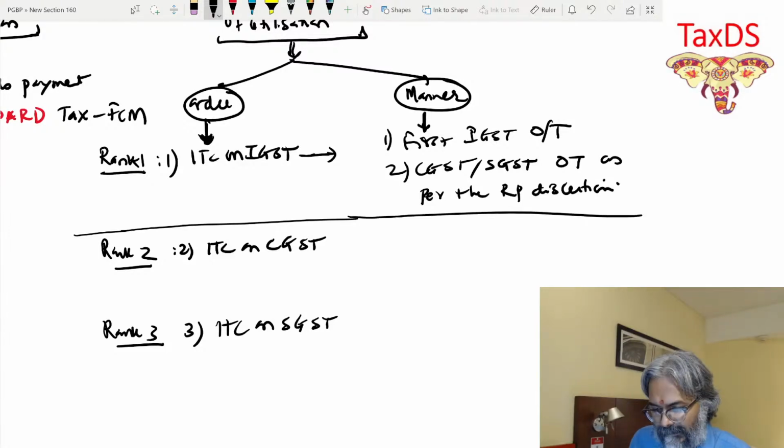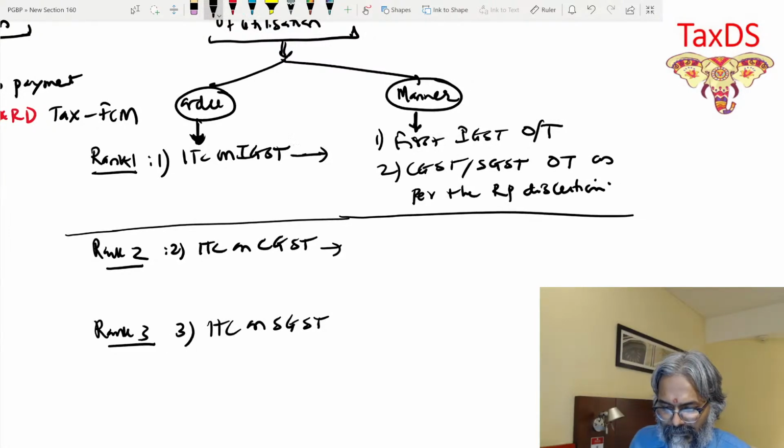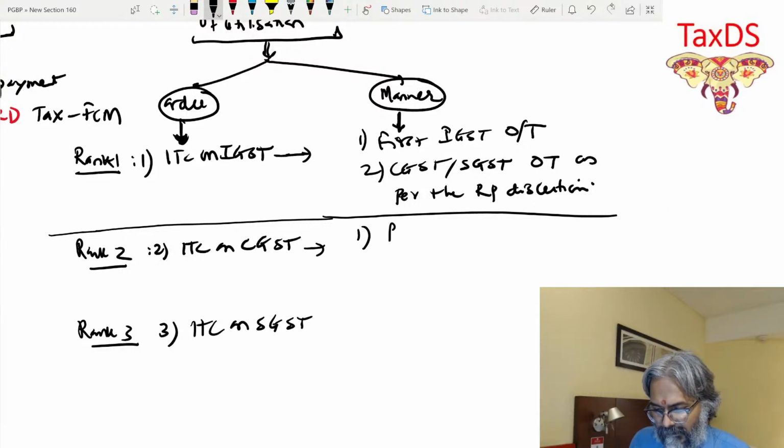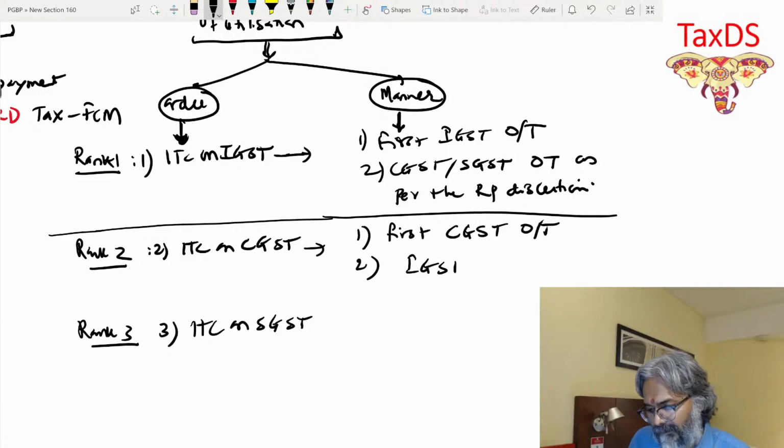Now, if you talk about ITC on CGST, students, first you will use this ITC on CGST to pay off the CGST on the output tax. And the second one, students, that you are going to pay off would be the IGST. That is the second one, students, in this regard.